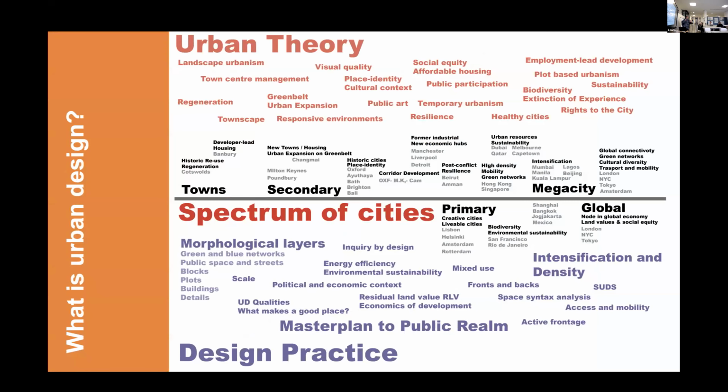The other thing is all of these morphological layers, you can see here, right? These morphological layers apply to any scale of settlement, whether it's a town or a big global city. And the examples we're going to talk about today, Anwar and I, are global large cities. So we're talking about cases in London.